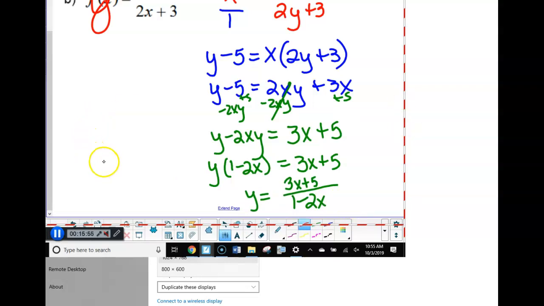If you had gone the other direction, you may have ended up with something like this. Did anybody end up with something like that? Same thing. The signs are all different. Okay.